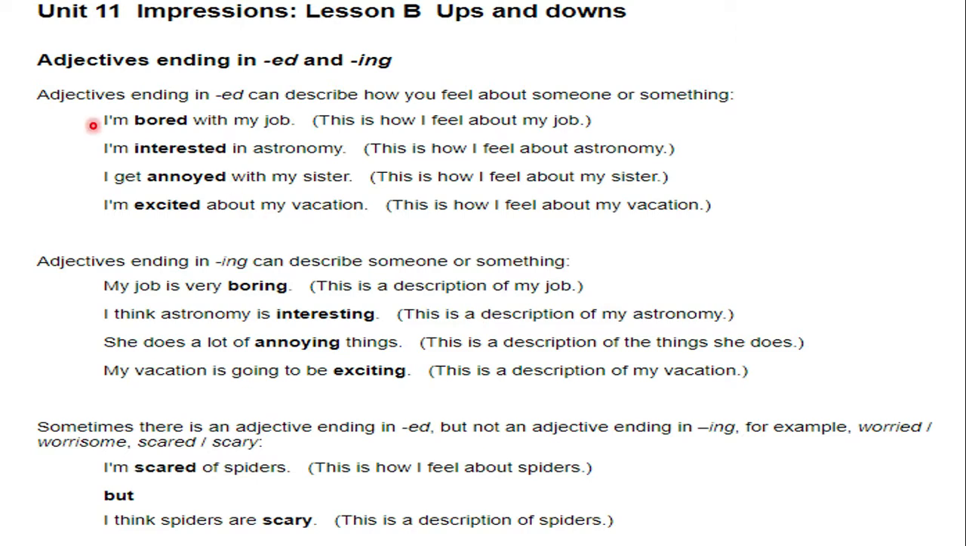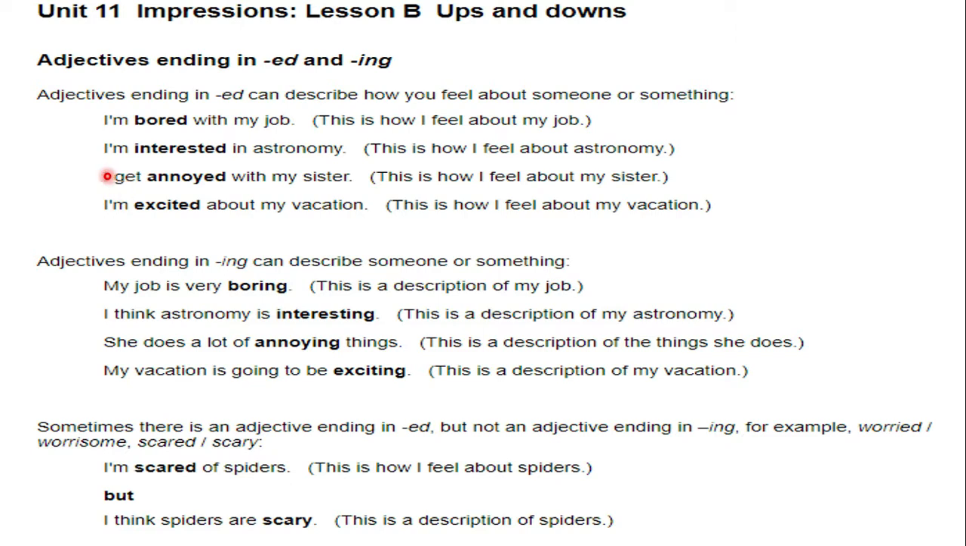¿Ya? Entonces, en las primeras cuatro, ¿ya? Yo estoy describiendo cómo se siente la persona. I am bored with my job. Yo me siento aburrido. My job is boring. Aquí estoy describiendo mi trabajo. Mi trabajo es aburrido. I am interested in astronomy. This is how I feel. But I think astronomy is interesting, so I am describing astronomy.